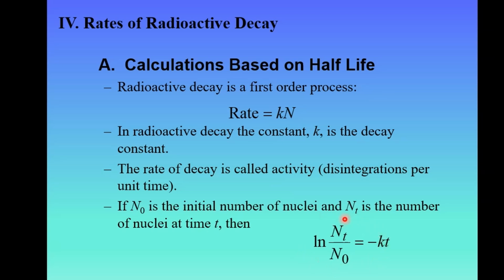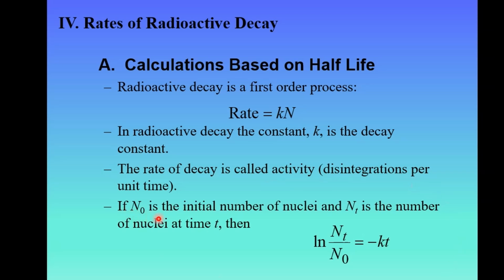So here's this equation, and our property of logs says the log of a division would be equal to the log of N_t minus the natural log of N_0. Then we could take that to the other side and we'd get our equation of the line. So the rate of decay is called activity. We might think of disintegrations per unit time.